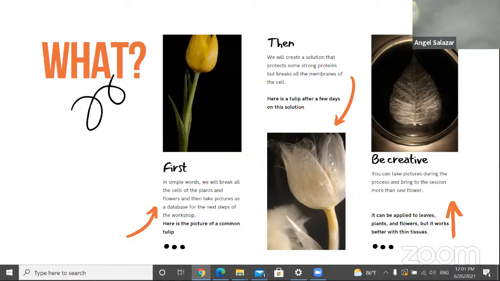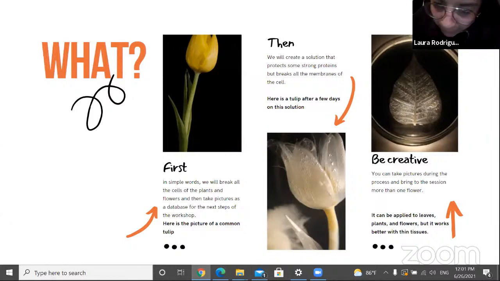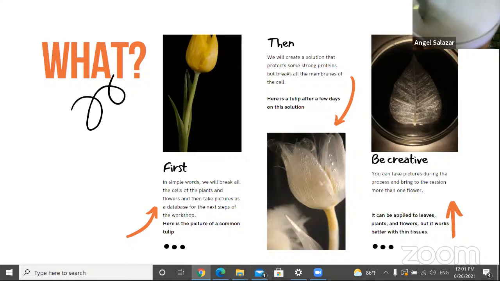Yes. Mm-hmm. Okay. And you already put the plant? No, right? Yes, the leaf. Yes. Okay. Ah, yeah, I see.